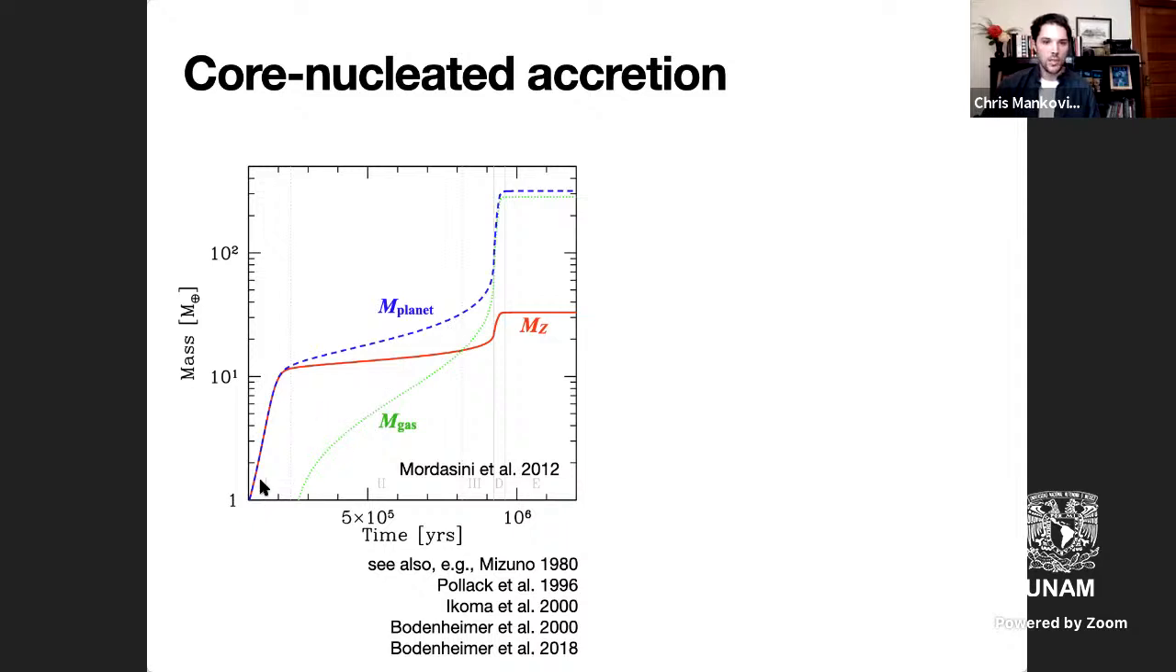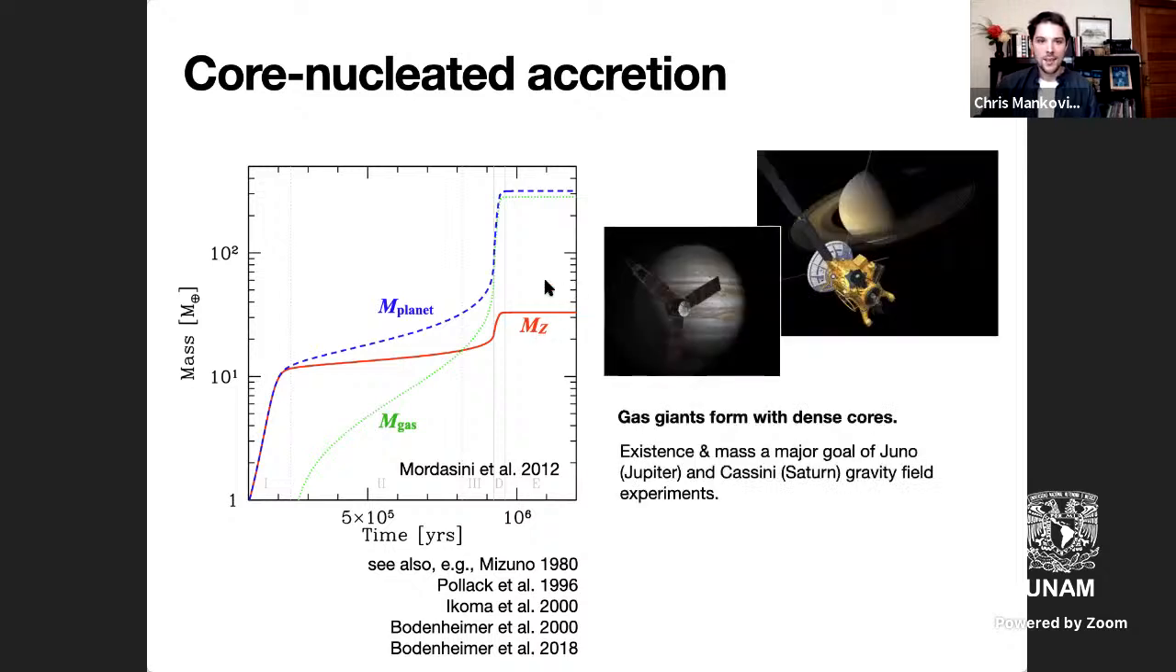And this indeed is a simulation over time that shows a planet accreting first its core, then beginning to accrete some gas before a runaway accretion event in which the planet gains most of its mass and ends up at 315 or so Earth masses. This idea has been around for a long time, and it has a major testable prediction, which is that gas giants have dense cores.